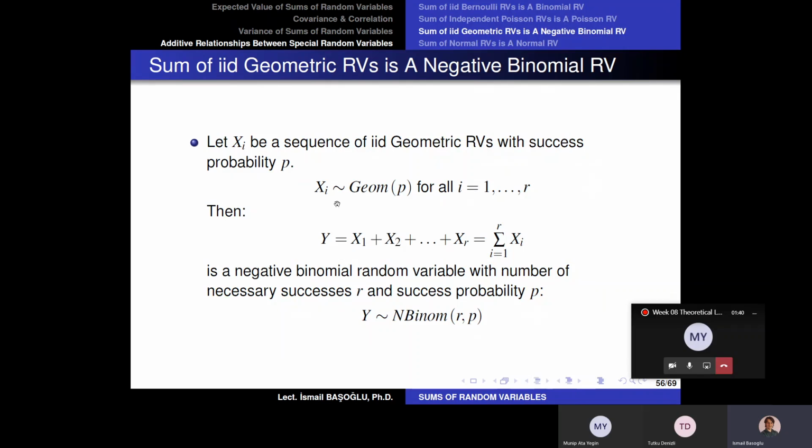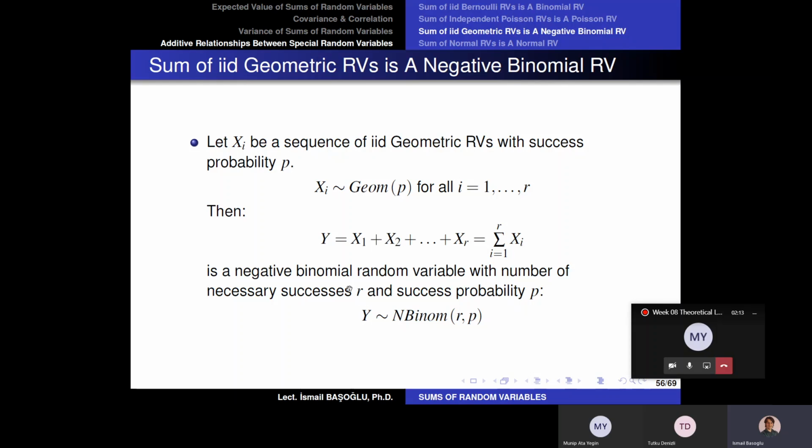So let's just say x1 is the number of die tosses until you get a 6, and x2 is the number of die tosses necessary until your friend gets a 6. And every friend of yours is basically repeating this experiment in parallel. Now, the total of these geometric random variables is going to be a negative binomial random variable where the success probability is P and the number of successes to observe is equal to R.